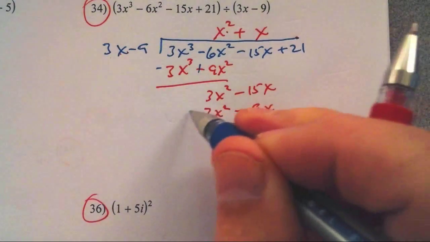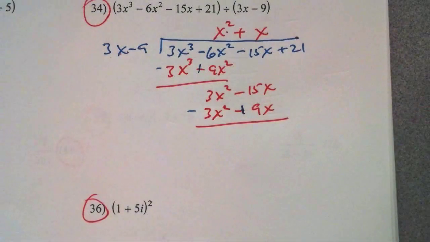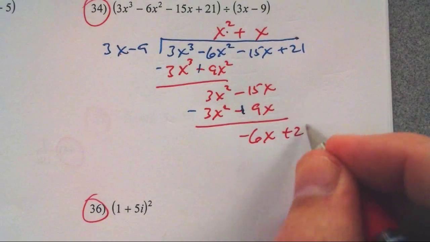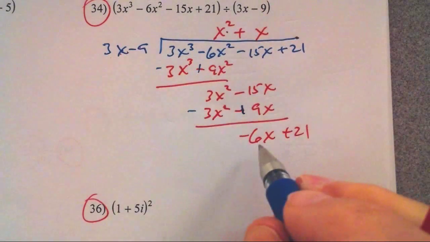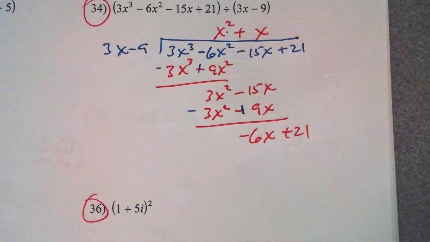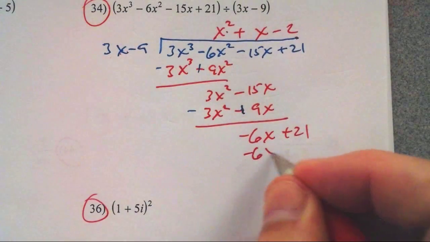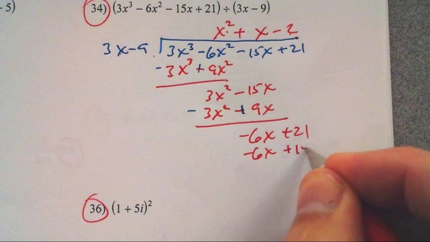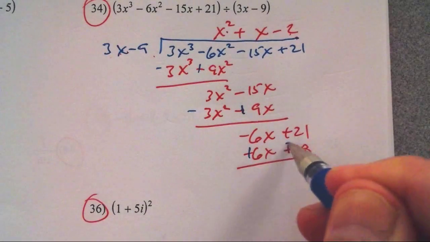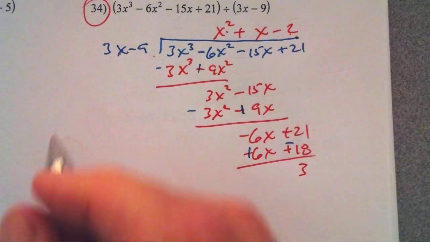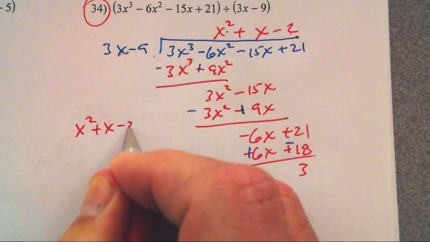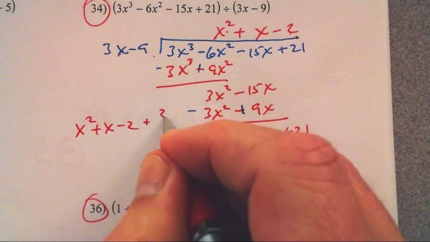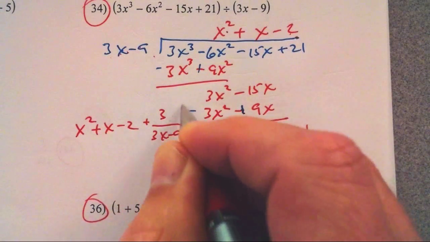But I'm subtracting. Not going to make that error. Cancels. It should. Negatives win by 6. Bring down a plus 21. 3x times negative 2. Negative 6x, negative 2 times negative 9, positive 18, but I'm subtracting, for a final remainder of 3, for a final solution of x squared plus x minus 2, and a plus 3 was left, so plus 3 on what I'm dividing by, 3x minus 9.